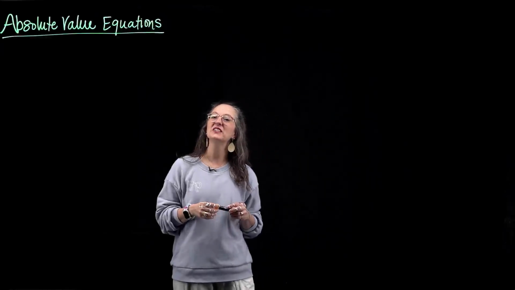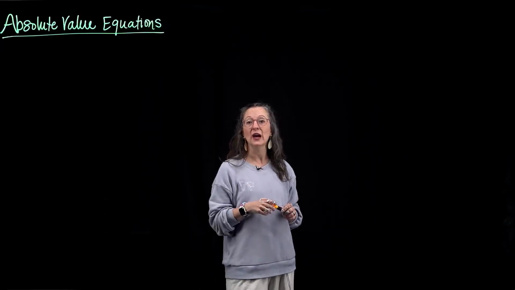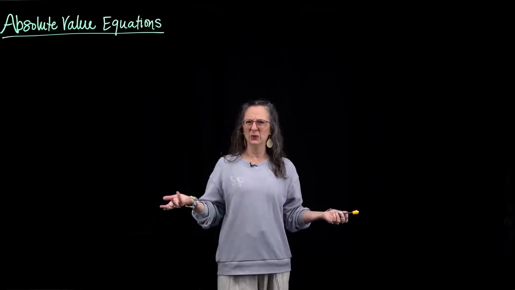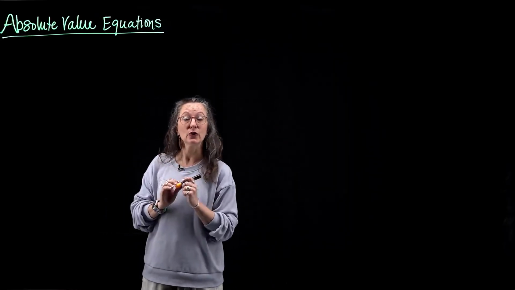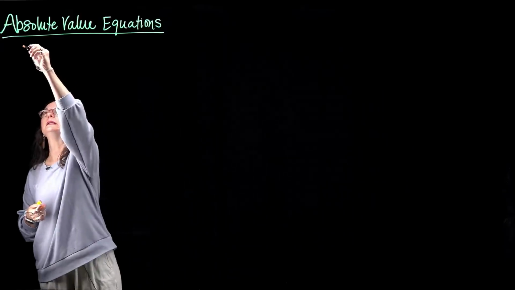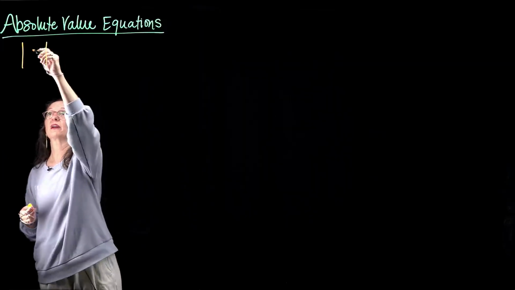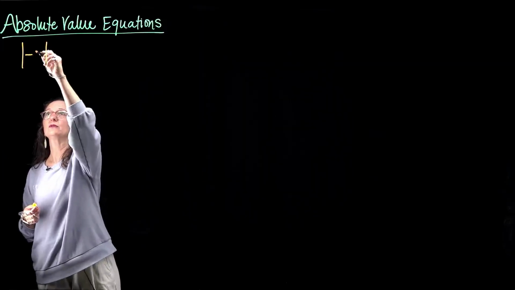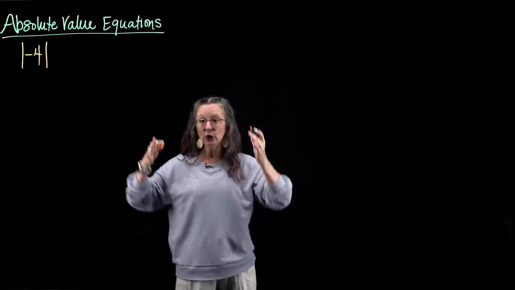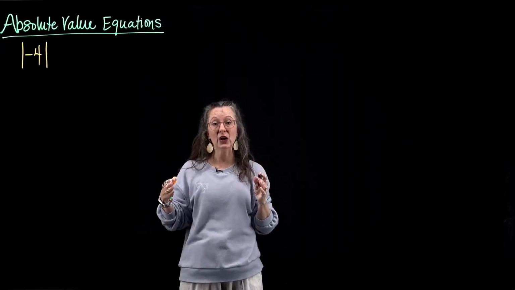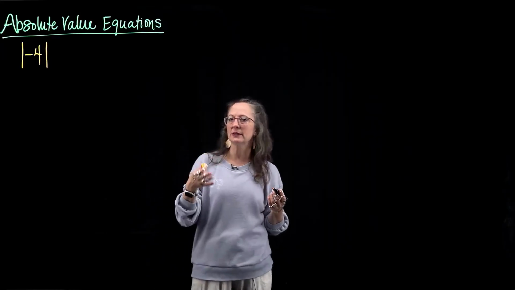Hi friends, today I want to talk about absolute value equations. In order to do that, we first need to identify what's an absolute value. If I have an absolute value, the notation for that is two vertical bars on the outside of something. If I have the absolute value of -4, I would write it with the two vertical bars on the outside of -4, kind of like parentheses or brackets.